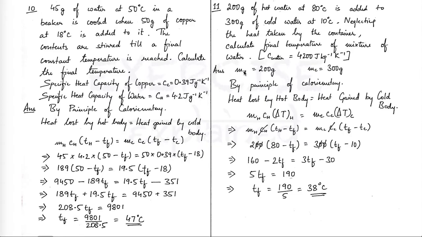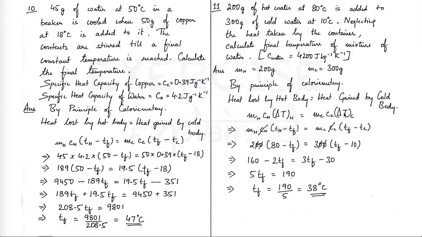mH, that is mass of hot body, is 200 grams as I told you. Mass of cold body is 300 grams as I told you. By principle of calorimetry, heat lost by the hot body is equal to heat gained by the cold body. So that can be written as mc delta T for hot body, that is mHcH delta TH, is equal to mc delta T for cold body, that is mCcC delta TC.